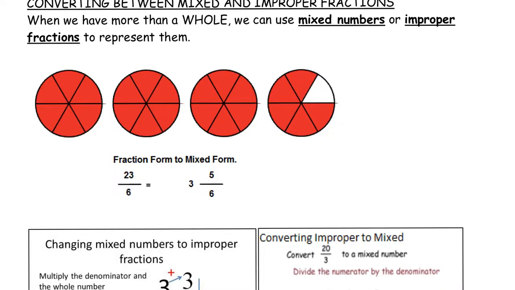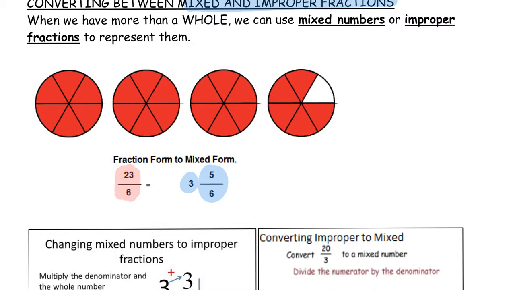All right, welcome to Math 9. This is our lesson on converting in between mixed and improper fractions. So a mixed fraction is when you have a whole number as well as a fractional piece of it. So I have 3 and 5/6, that's mixed. An improper fraction is when the numerator is larger than the denominator, so I have 23/6.